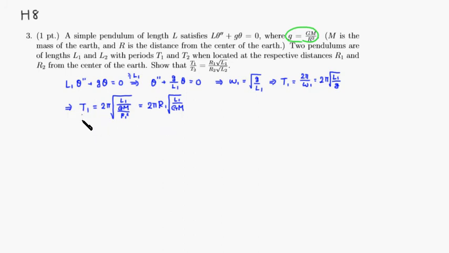And you can find T2 by a similar calculation; you can make an educated guess. 2 pi is going to be there, and R1 is now going to be R2, and L1 is going to be L2, and GM, those are the same constants. Then I'm pretty sure you can go from there. So that's it. I hope that this will get you going.